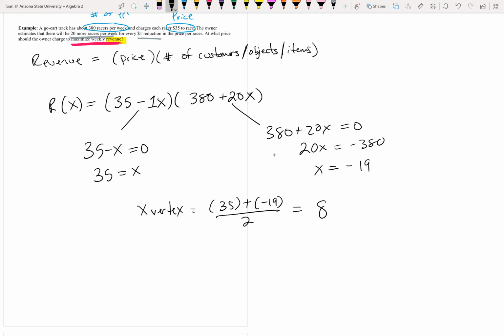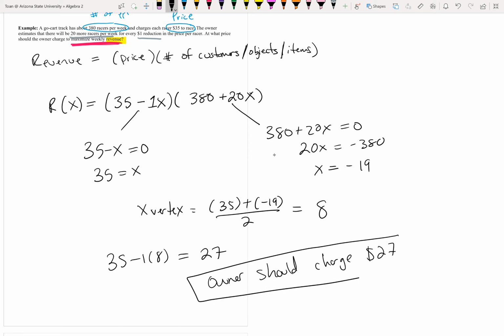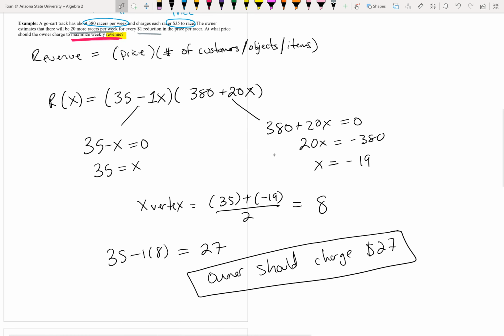Okay. So if I plug it in, 35 minus 1 times 8, that gives us a 27. So the owner should charge $27. Now, if I wanted to know how much money he would make, I would take the 8 here and plug into both of the x's. But it didn't ask for total money. It just asked for what he should charge.